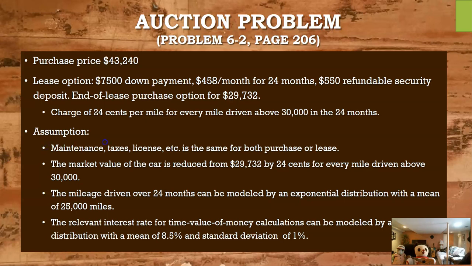We do have some random components. The miles driven over the 24-month period are modeled by an exponential distribution with a mean of 25,000 miles. And we talked about doing exponential distributions in the last video. And we haven't talked about time value of money. We will in a second, but we have to have a relevant interest rate for time value of money. So we can model that rate by a normal distribution with a mean of 8.5% and a standard deviation of 1%.